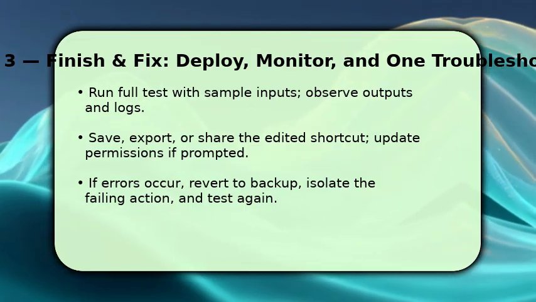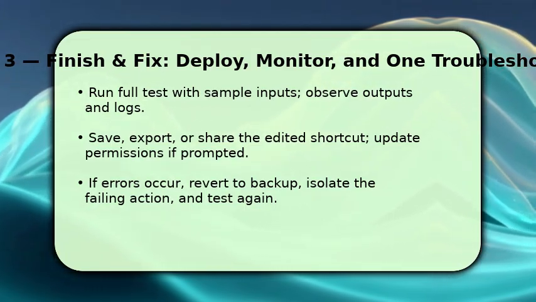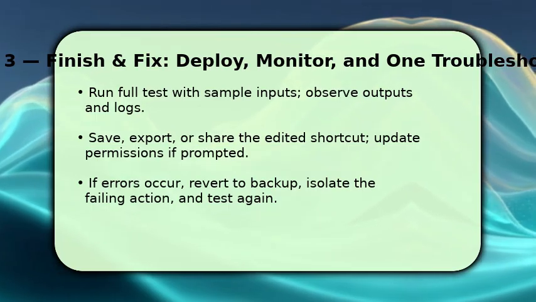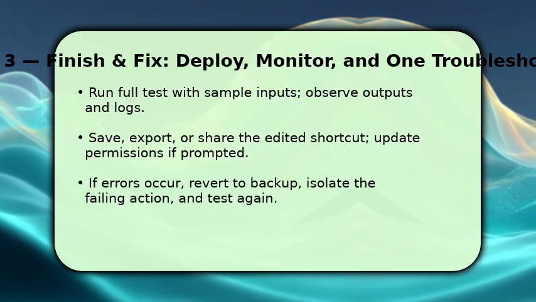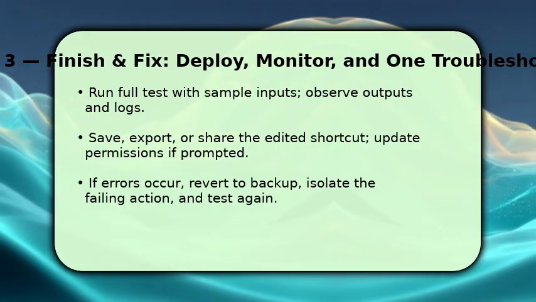If something goes wrong, revert to your duplicate backup, then isolate the failing action by testing segments one at a time. This targeted approach reveals the root cause quickly. Remember, most problems come from a single misname.